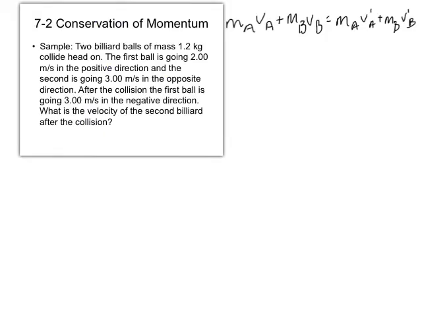Okay, so just to take you through a couple samples. Here's an example of things that bounce off of each other. We have two billiard balls of mass 1.2 kilograms that collide head-on. The first ball is going at 2 meters per second in the positive direction, and the second is going 3 meters per second in the opposite direction. After the collision, the first ball is going at 3 meters per second in the negative direction. What is the velocity of the second billiard ball after the collision?